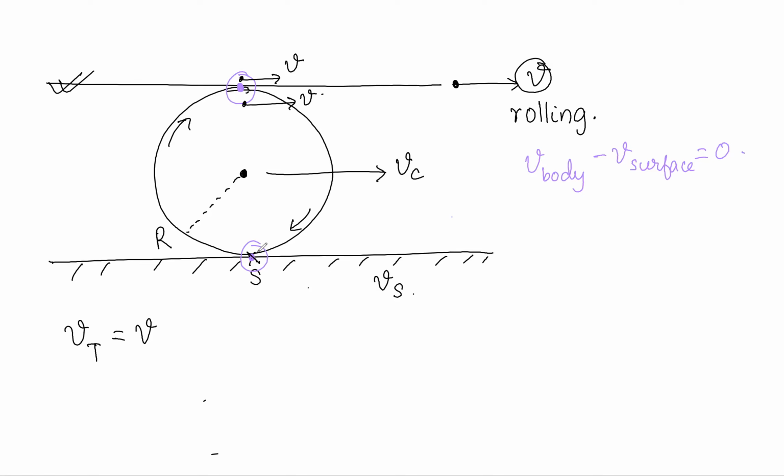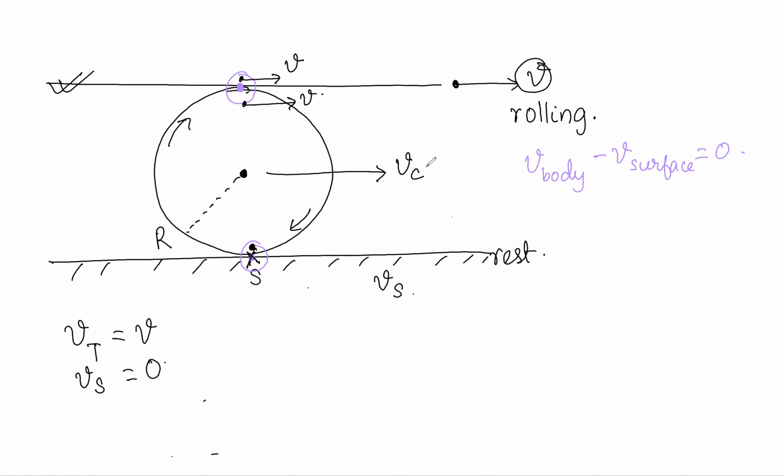What is the velocity at the bottom point? My floor is at rest. I did not say that the floor is moving, so my floor is at rest. So the bottom point on the object should also be at rest. So Vs is equal to 0. The velocity of the bottom point should be equal to 0. Okay, the surface is at rest, so the bottom point of the object should also have 0 velocity. So these are the two constraints, one on the top, one on the bottom.